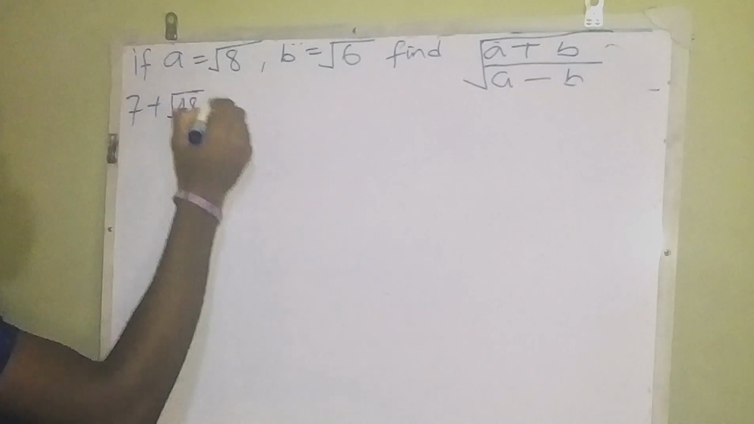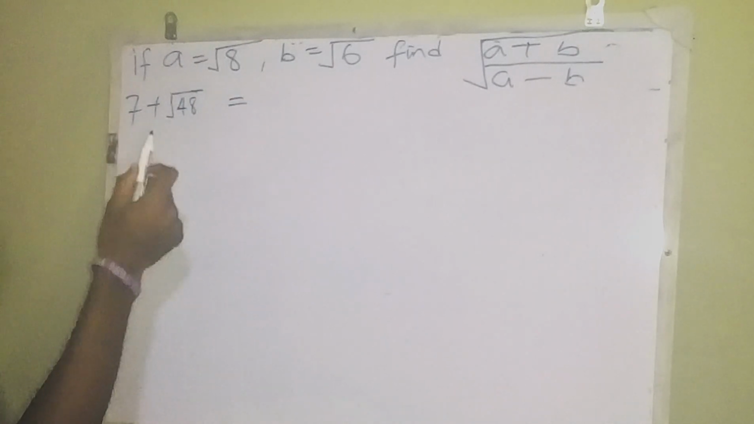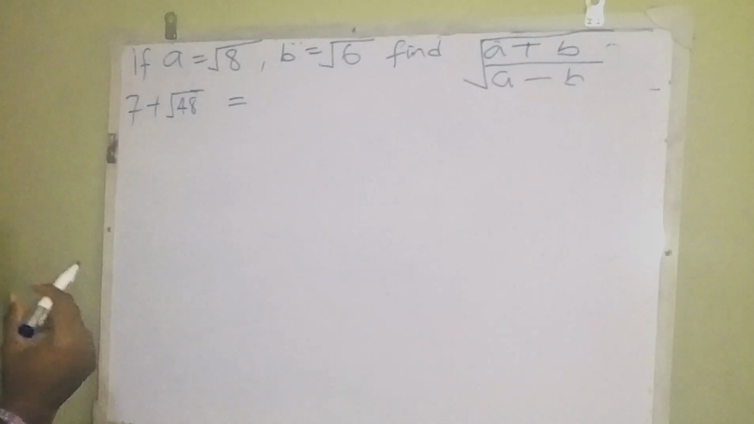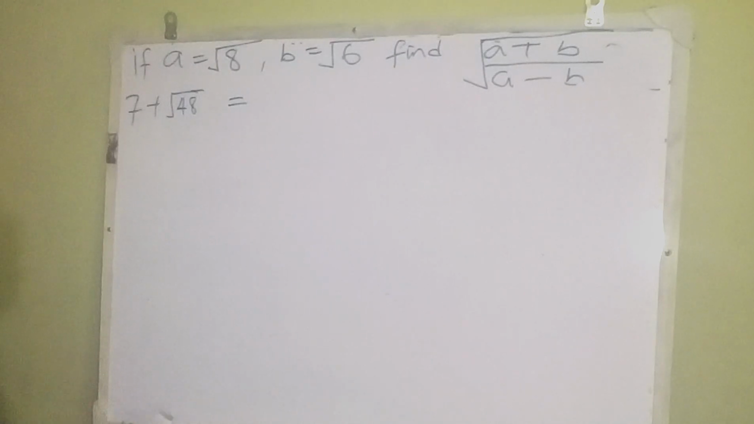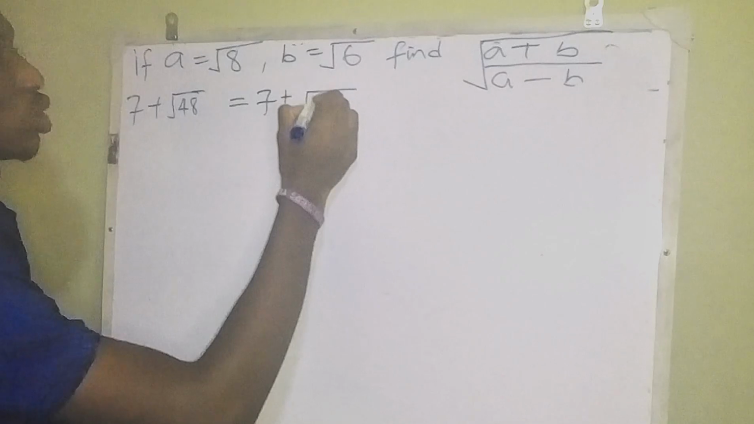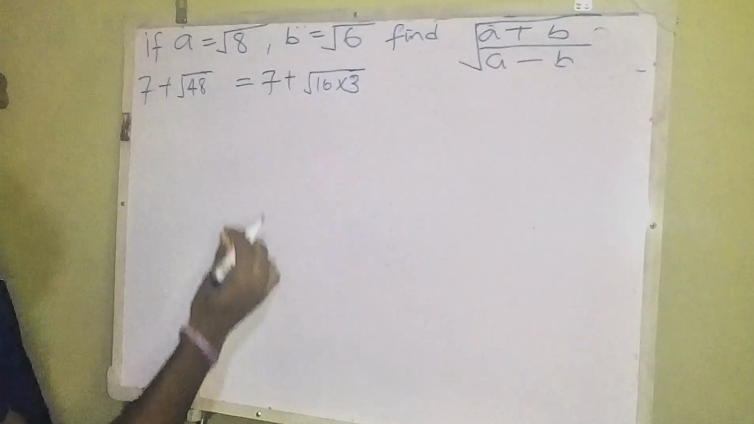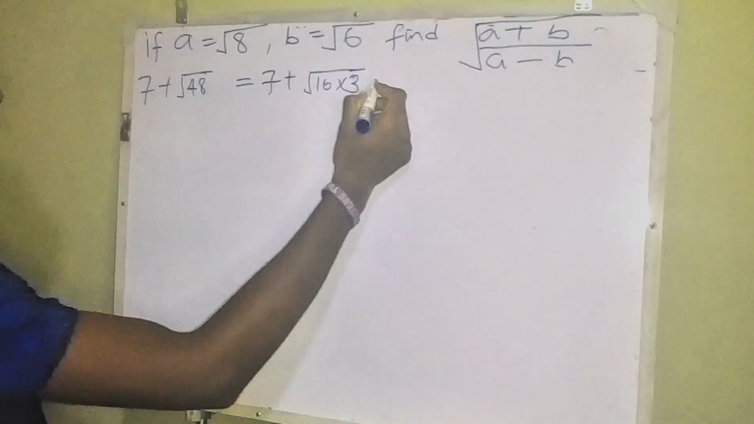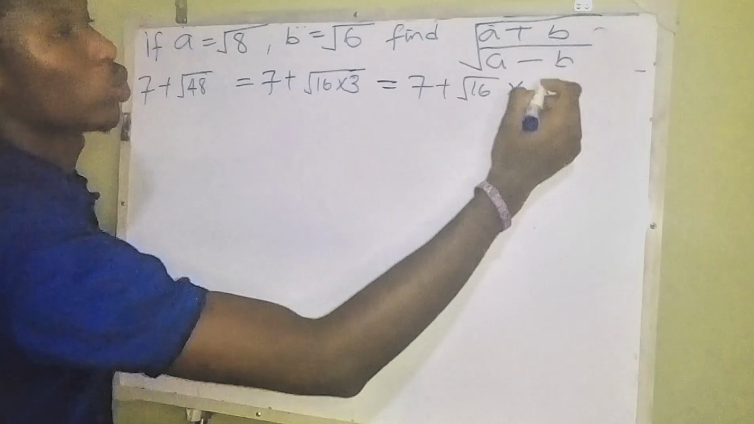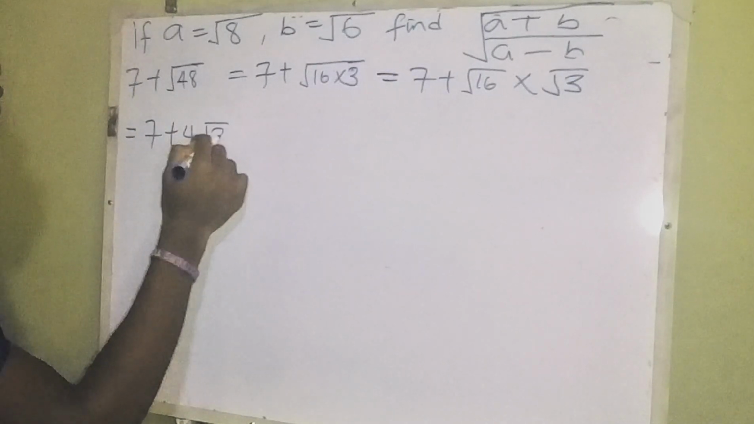We can reduce square root of 48. It can be written as 16 times 3. So it will be 7 plus square root of 16 times square root of 3. Since we have it, we can split it: 7 plus square root of 16 times square root of 3, equal to 7 plus 4 square root of 3.